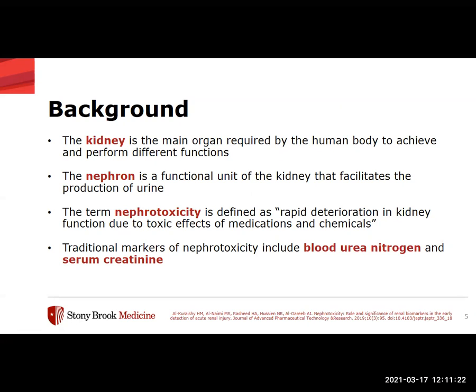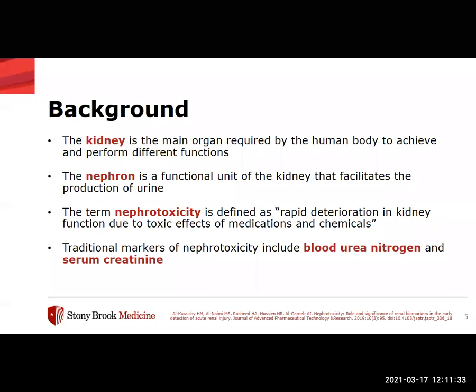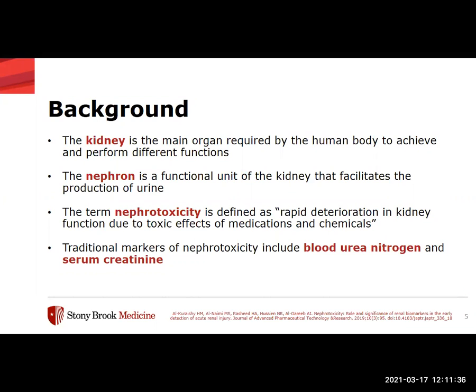The kidney itself contains its own functional units called nephrons, which carry out the removal of waste, toxins, and excess substances in the blood. So now we define nephrotoxicity as the rapid deterioration in kidney function due to toxic effects of medications and chemicals. Nephrotoxicity itself is accompanied by a plethora of mechanisms, which we will dive into during this presentation. However, in terms of the medication aspect of nephrotoxicity, about 20% of nephrotoxicity is induced by medications themselves. And additionally, in order to assess and monitor the incidence of nephrotoxicity in a patient, we know that we can use both blood urea nitrogen and serum creatinine as markers.